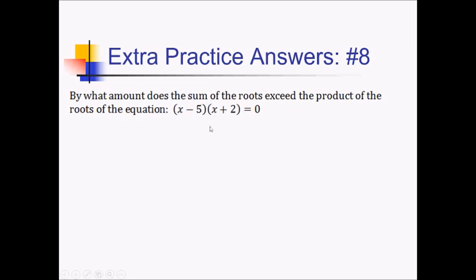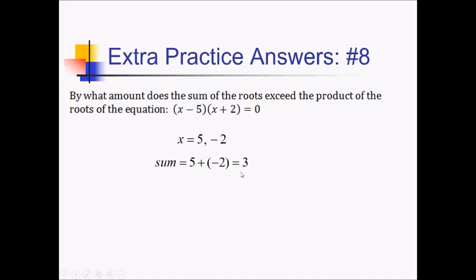So that means that x is going to equal 5 for zeroing out that first parentheses, or negative 2 to zero out that second parentheses. And now we need to know what the sum and the product of these 2 roots are. The sum is what you get when you add these. So 5 plus negative 2, or 5 minus 2, is going to give us 3.